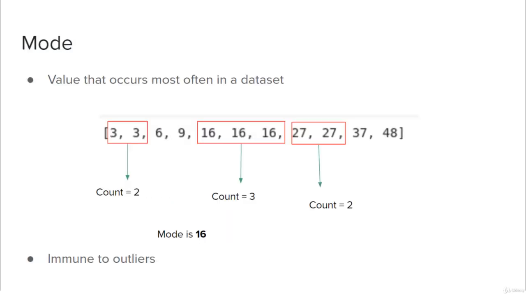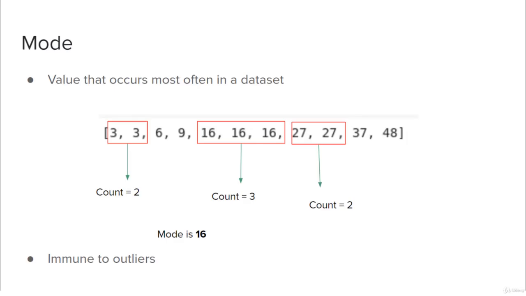Let's talk about mode. Mode is also referred to as the frequency of the dataset. We're going to count the exact number of times each value occurs in the dataset. Let's take this example. The number of 3's is 2, the number of 16's is 3, and the number of 27's is 2. So the mode is 16.